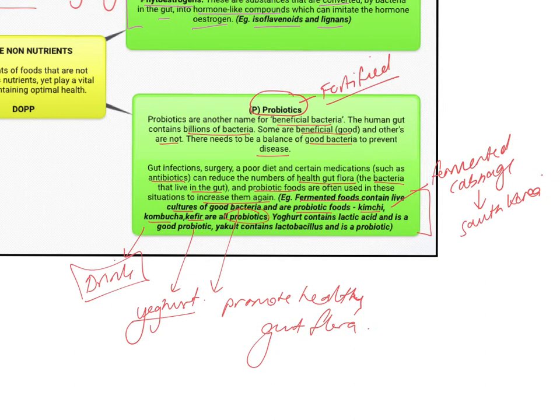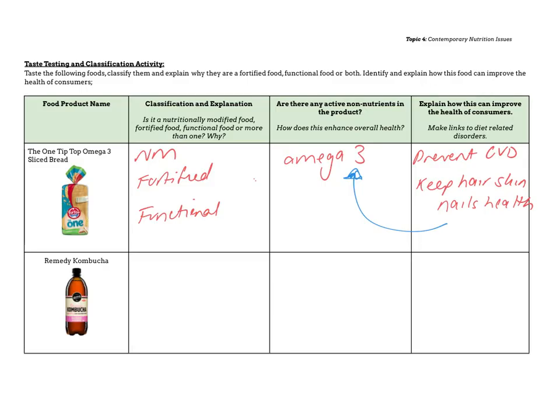Now, Yakult also contains lactic acid and is a good probiotic, as well as lactic acid bacteria. And Yakult is another example that contains lactobacillus, which is a type of probiotic. So probiotics overall are really good sources of good bacteria that help to promote a healthy gut flora, and it's needed to prevent disease and infection, to have a good balance of these healthy gut flora in the gastrointestinal tract.